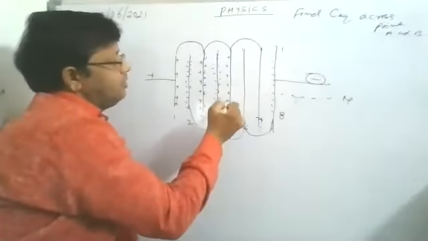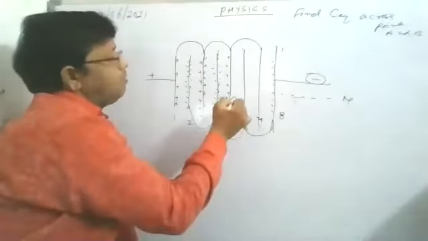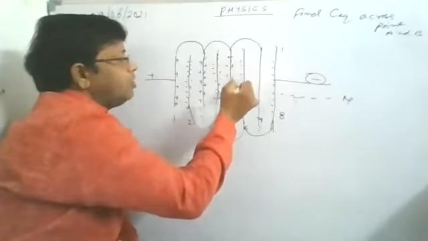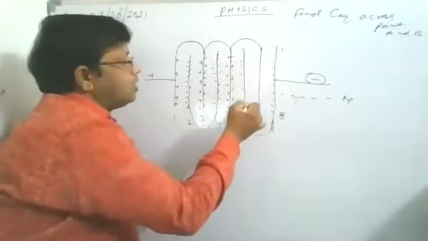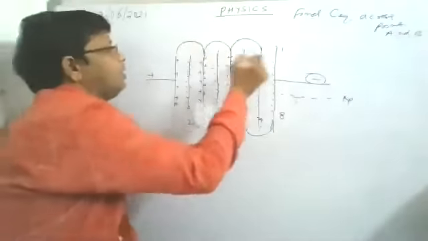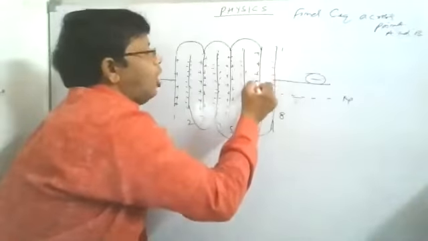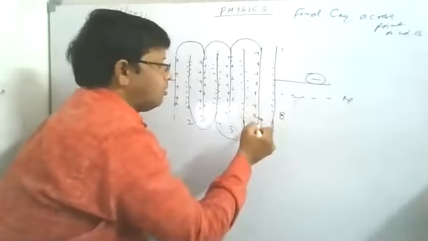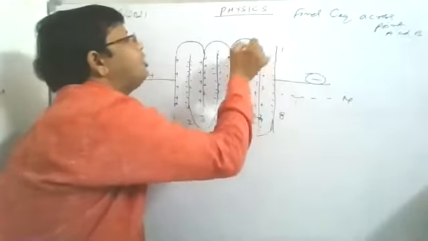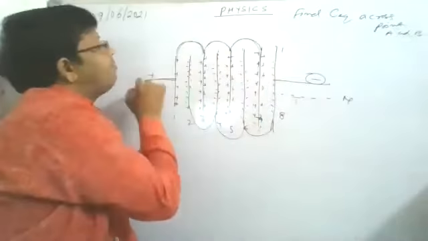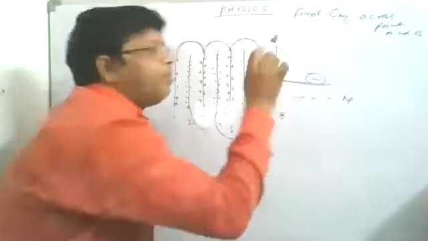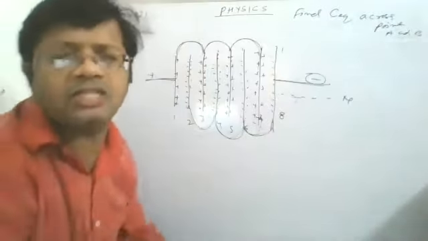Beta, see here. What will happen to all the plates? This will be positively charged. This will be negatively charged. This will be negatively charged. This will be positive, positive, positive. Beta, tell me, all the positive plates are connected at the same point, and all the negative plates are connected at the same other point. What will you call this combination?